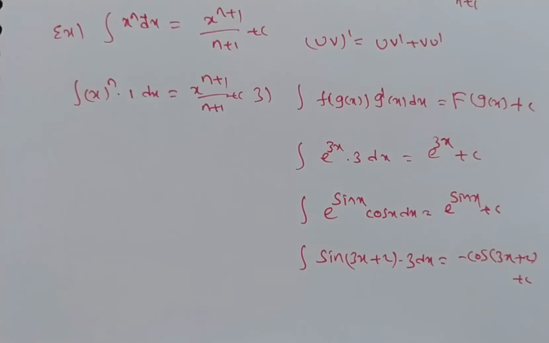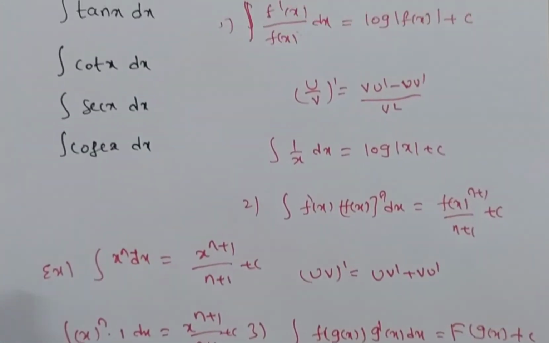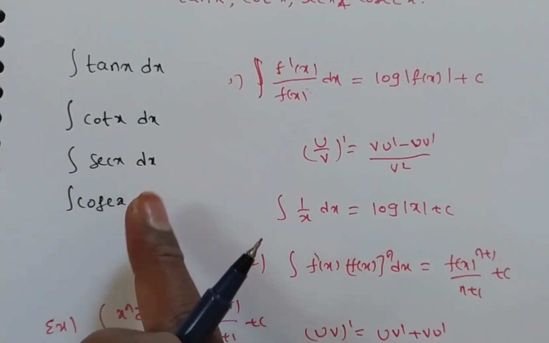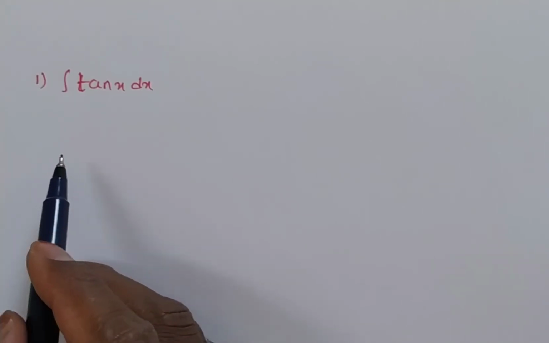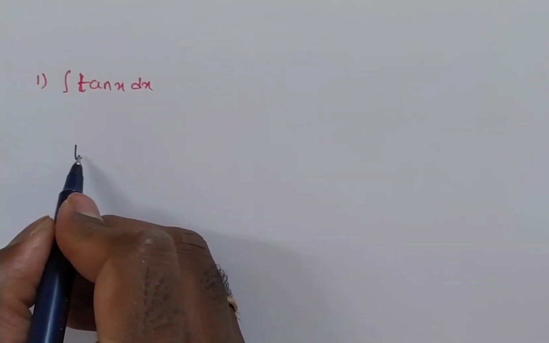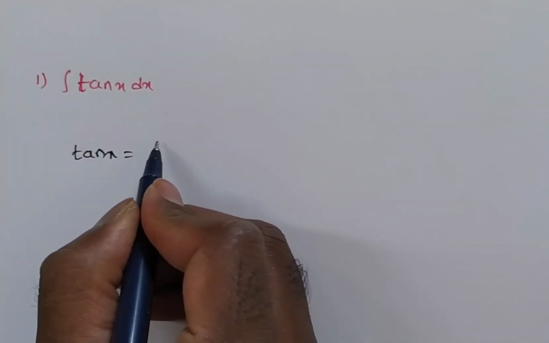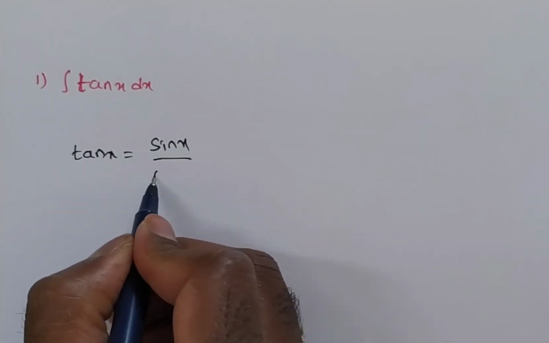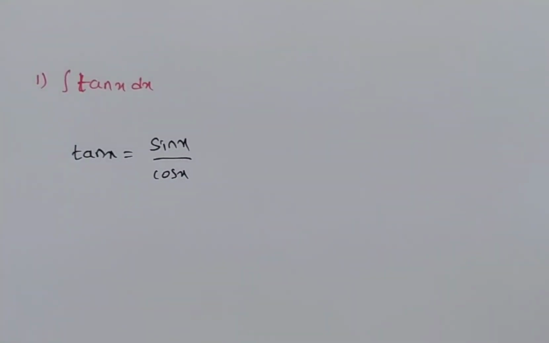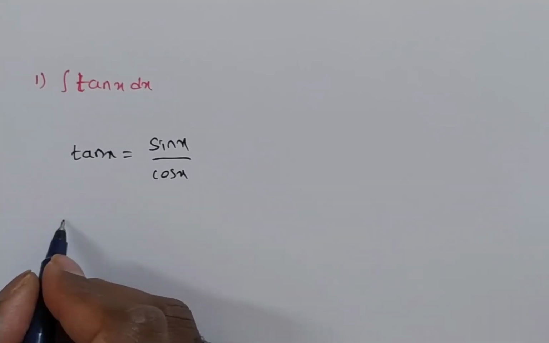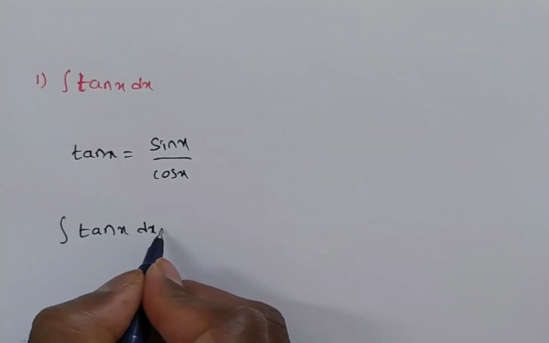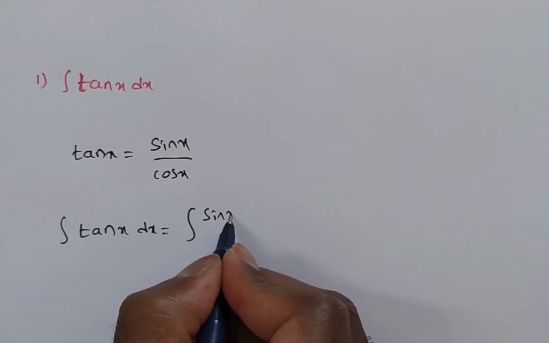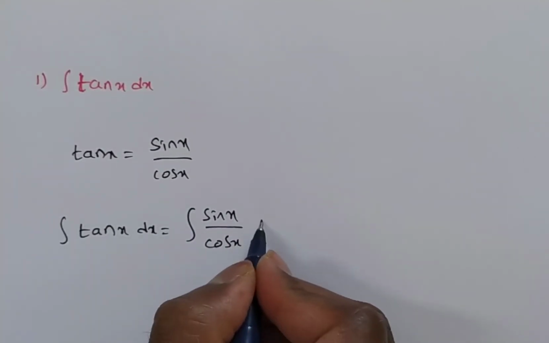Right. Now we will discuss the integral of tan x, cot x, secant x, cosecant x by substitution method. Friends, we have a tan x formula. Tan x is equal to sin x by cos x. Yes sir? So what you can write now, integral of tan x, just you apply integration on both sides, then integral of tan x dx is equal to integral of sin x by cos x dx.